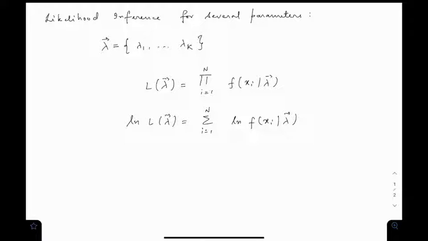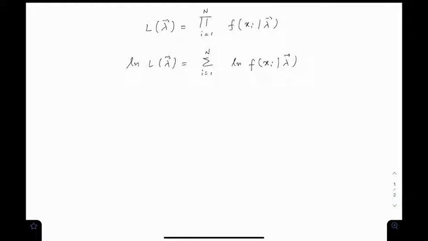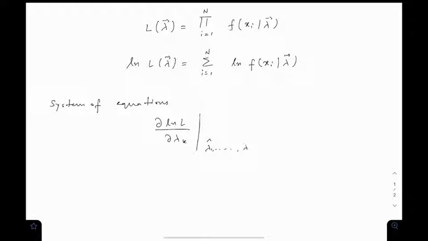To find the maximum of the likelihood function, we set the partial derivatives to 0. And the values, say lambda k hat, which satisfy the system of equations obtained this way, are the maximum likelihood estimates of the parameters. So basically, we get a system of equations that are obtained by setting the partial derivatives with respect to each of these parameters equal to 0.